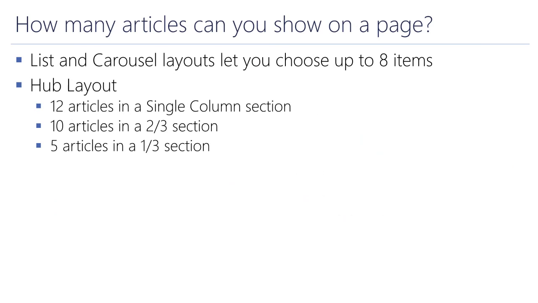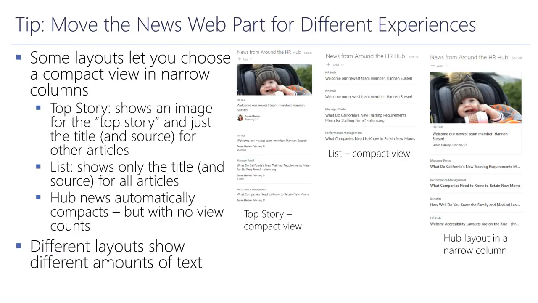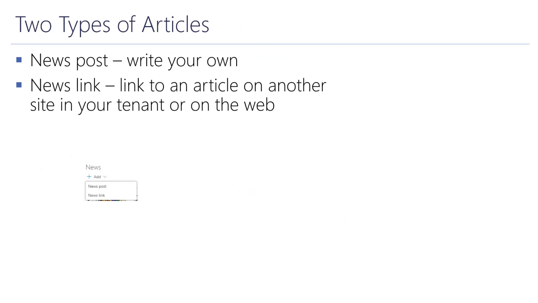Just in case you are interested in knowing what's the maximum number of articles I can show on a page, it really depends on 2 things, the kind of layout that you're using and the column width where you place the layout. So you can experiment with moving things around, trying different layouts, and seeing what experience you're creating for your user. So you have a lot of options, and all of this is out of the box. It allows you to help display your news article in a context that will make the most sense for your users.